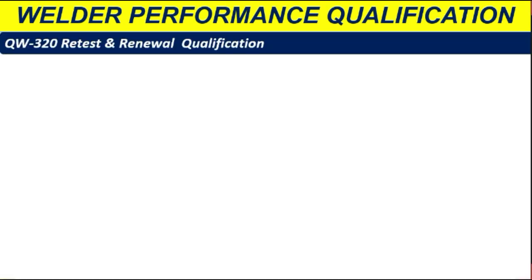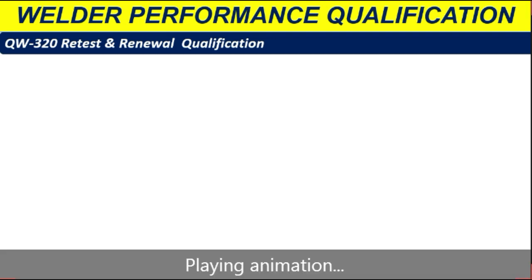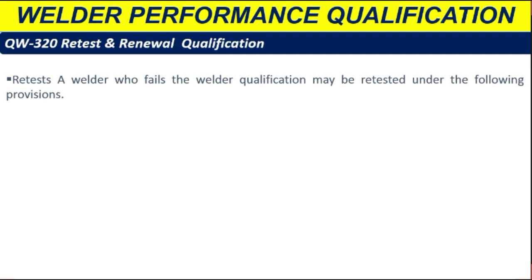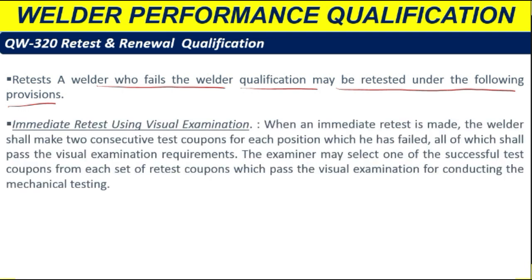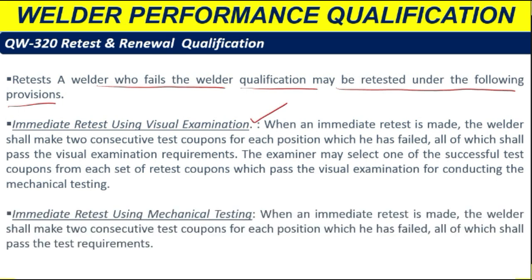Now we'll go to another most important part, retest and renewal of qualification. What does QW 320 say about retest? A welder who fails the welder qualification may be retested under the following provisions. So the welder can be retested if he has failed in welder qualification. One is an immediate retest using visual examination. Another is an immediate retest using mechanical testing. So there are two provisions, one and two.